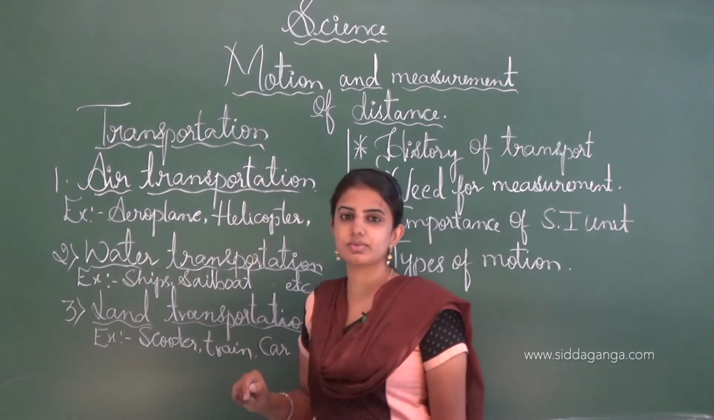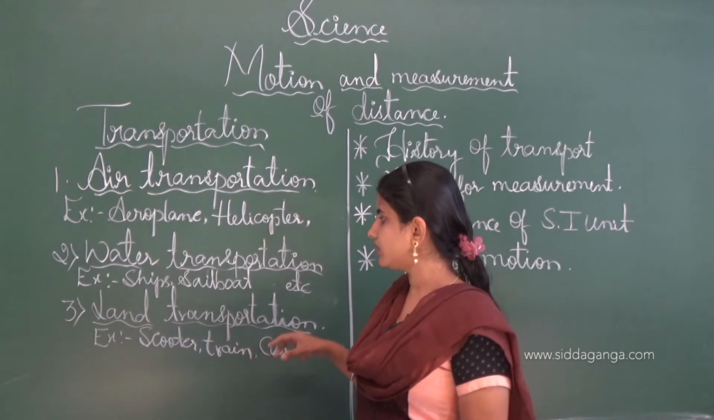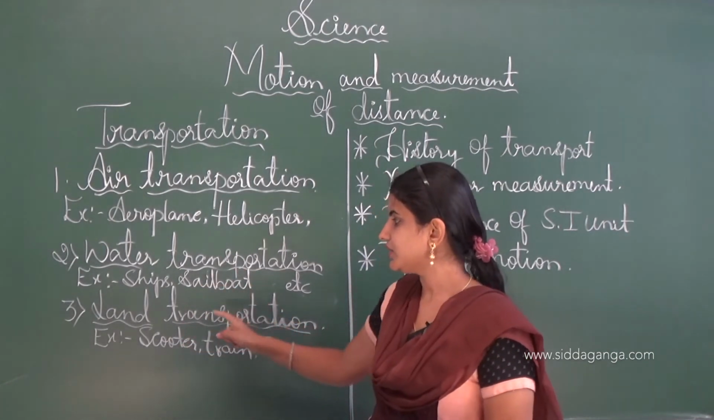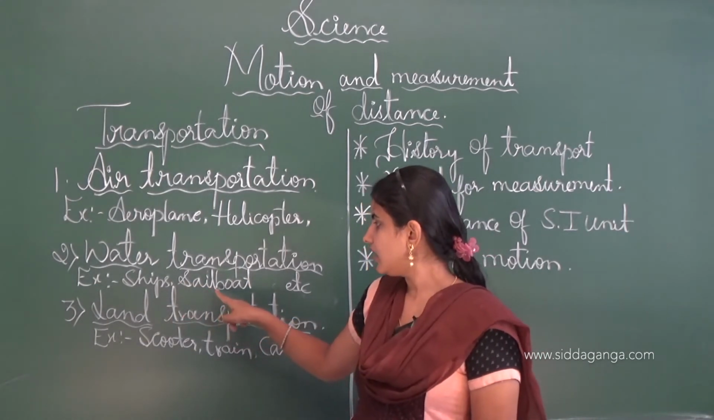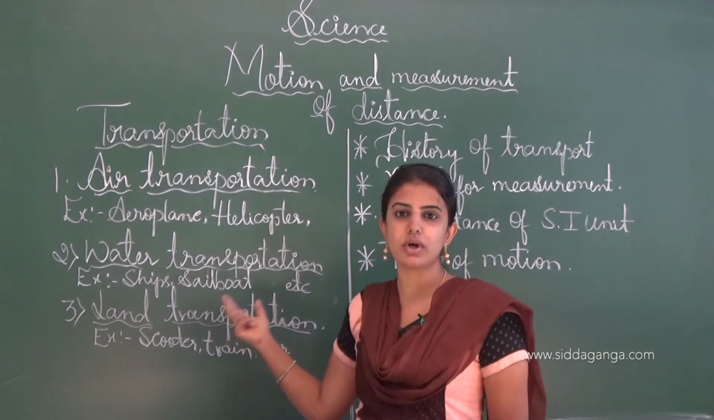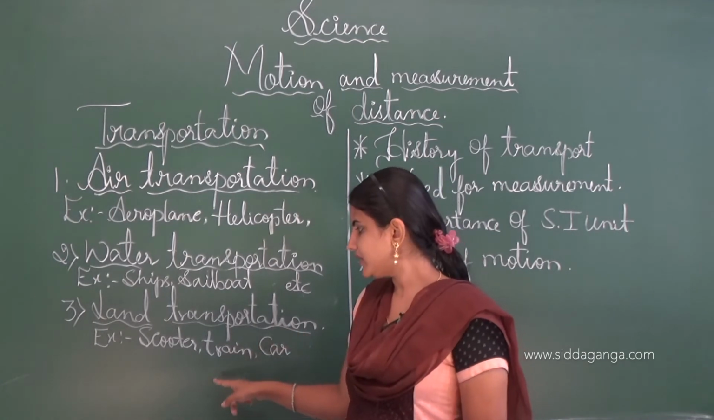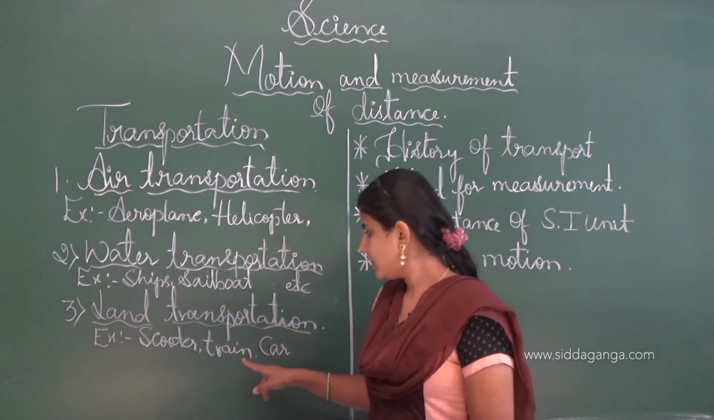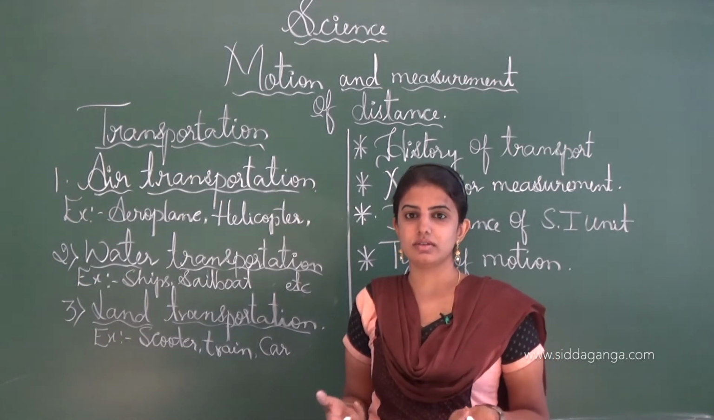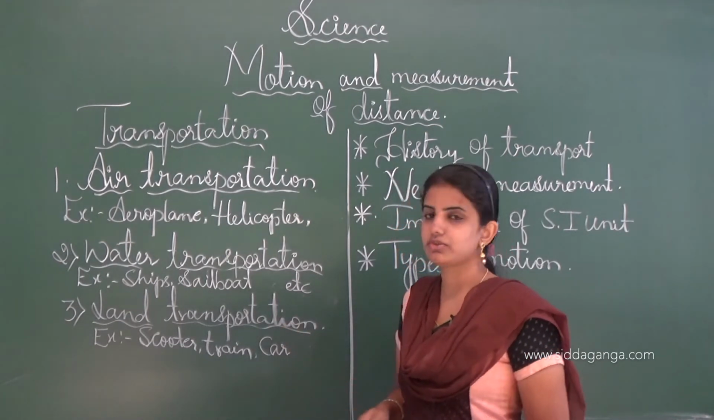Next one is the water transportation. Those vehicles which move on the surface of the water are called water transportation. Here ships, sailboat, boat, etc. These are a few examples of water transportation. Next one is the land transportation. Examples for land transportation are scooter, train, rickshaw, different types of vehicles, cycle also. These are a few examples of land transportation.